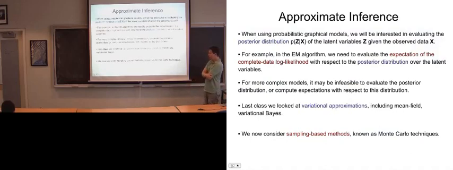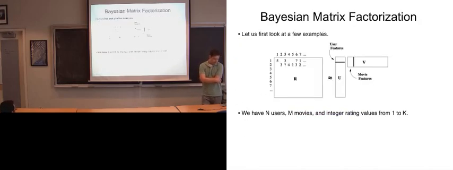So what we're going to do now is consider sampling-based methods known as Monte Carlo techniques. Let me give you one particular example where these things are useful. I'm going to give you a couple of examples. This is one very commonly used example in the matrix factorization literature. In particular, it's heavily used in recommender systems.